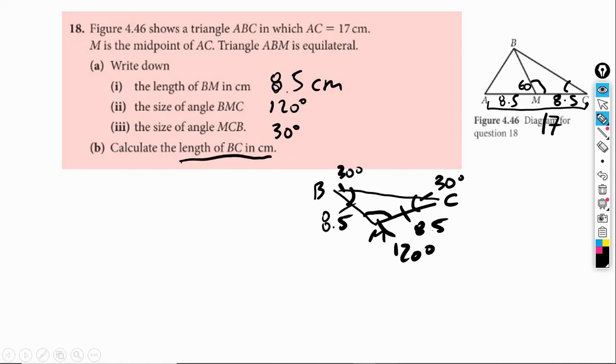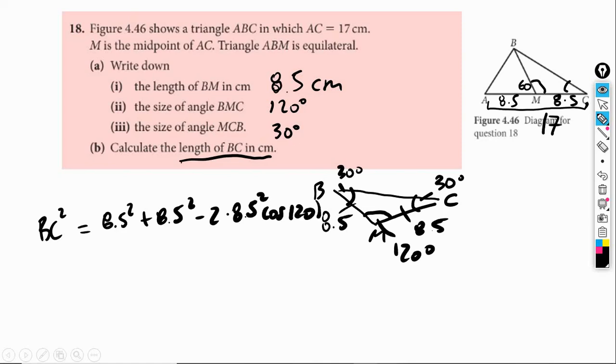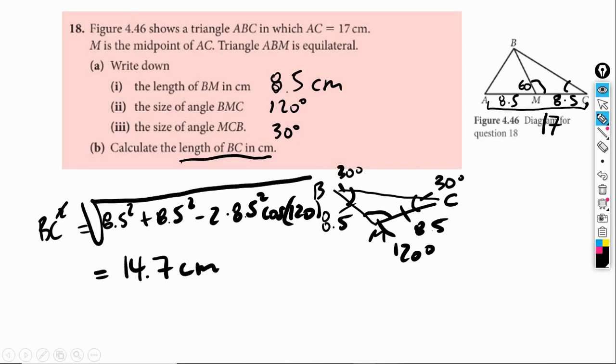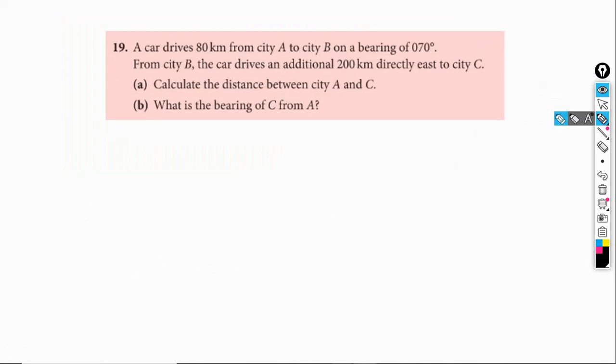Because BC, applying the law of cosines, we know that BC squared is going to equal 8.5 squared plus 8.5 squared minus 2 times 8.5 times 8.5, that's the same as 8.5 squared, times the cosine of 120. And that means that BC would equal the square root of all this. And that is approximately 14.7 centimeters.